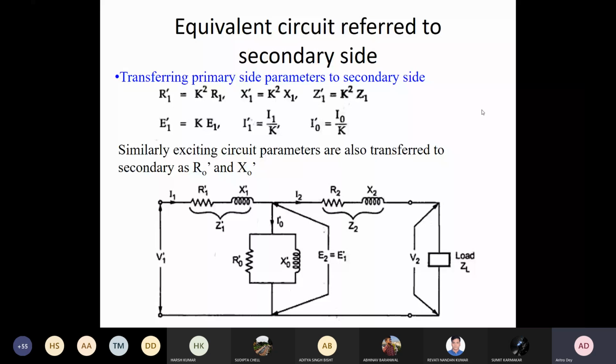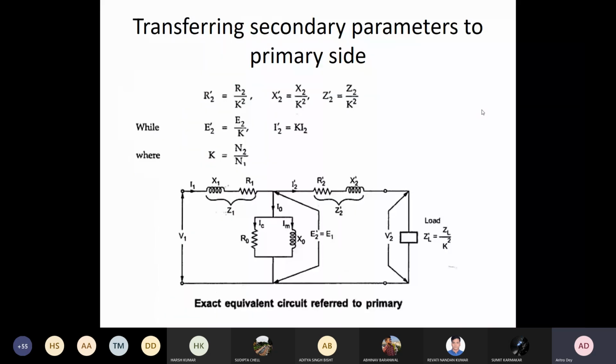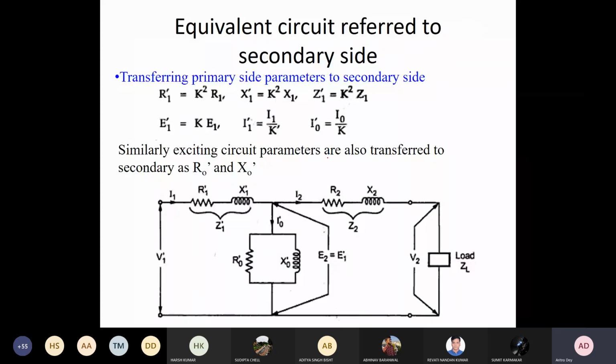Okay, so whenever we want to express this, here it is the exact equivalent circuit referred to primary. Up to this we have discussed. Then transferring primary side parameters to the secondary side, that also we can do, R1 dash and R2 dash. Then you can either change V1, or you can put this side like the way I have drawn. So that also you can do.